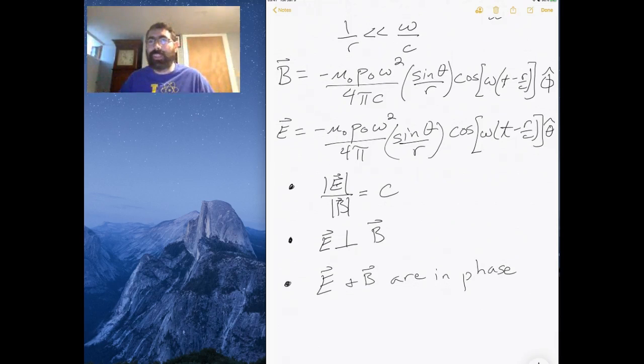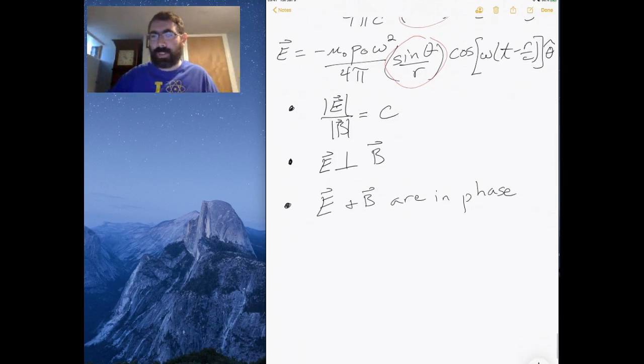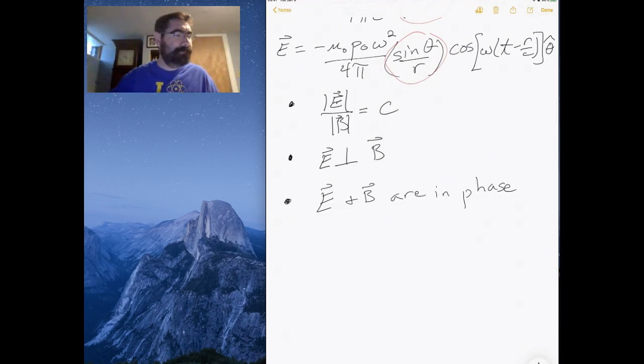So you notice that in theta, they both have a sine theta over r term, which I can label right here. And they both have this cosine term. There's no phase angle in the cosine term, so they're completely in phase with each other. So we basically have these electromagnetic waves, which are doubly transverse, and they're in phase with each other. And the overall amplitude of the waves of the fields is only a factor of the speed of light difference.